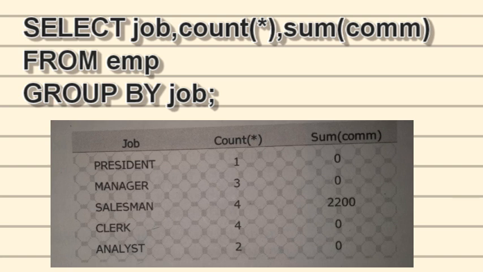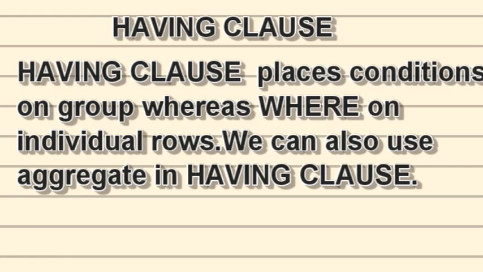Job, that is the different categories of job, and then the count of the number of employees in that particular job, and then the sum of the commission aggregated. That is with the help of the group by. Means based upon the criteria that you have mentioned for the group, it will work upon that only. The next clause that we have to use is the having clause.